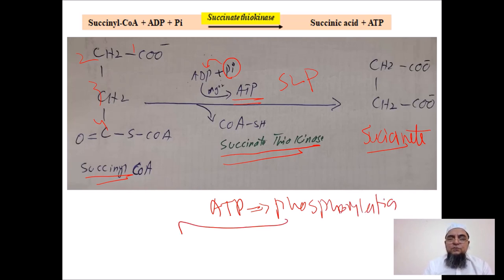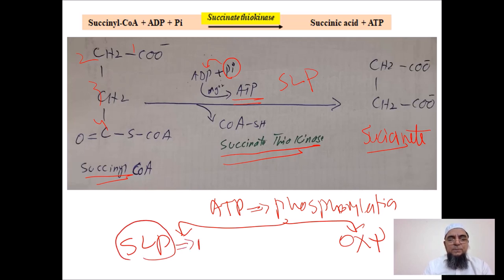phosphorylation, and phosphorylation is of two types. One is substrate level phosphorylation, another is oxidative phosphorylation. Substrate level phosphorylation takes place at the site of the reaction, whether it is mitochondria or cytoplasm. However, oxidative phosphorylation only takes place in mitochondria.